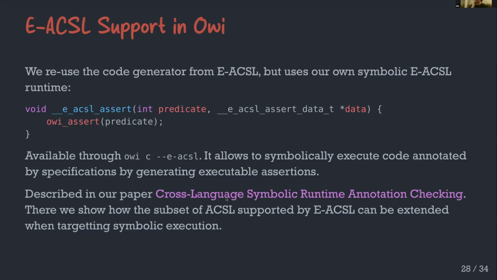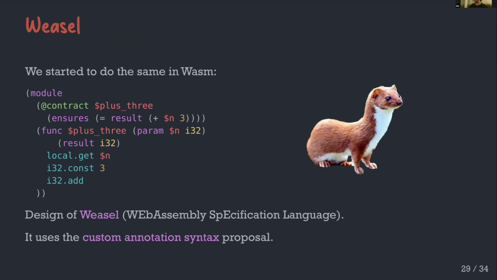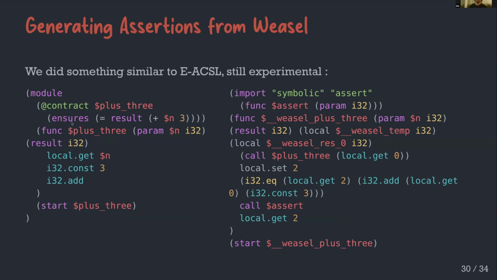And once we did this on the C language, we wanted to do some kind of cross-language verification. So we decided to do something similar in Wasm. One of my interns designed Weasel. It's basically a WebAssembly specification language using the custom annotation syntax proposal. Here, for instance, you have a function plus3, annotated by a contract that says that the result must be equal to n plus 3. And we implemented a code generator for it, which is still quite experimental. Starting from this annotated function, you will get a new Wasm module containing code that can check the specifications. And you can run it in our symbolic execution engine.